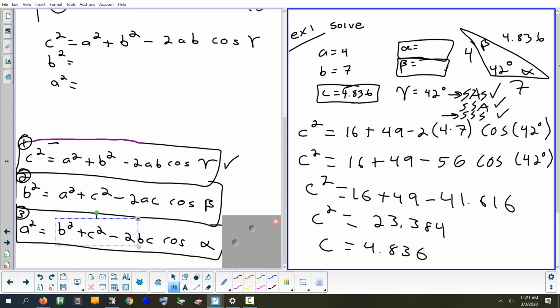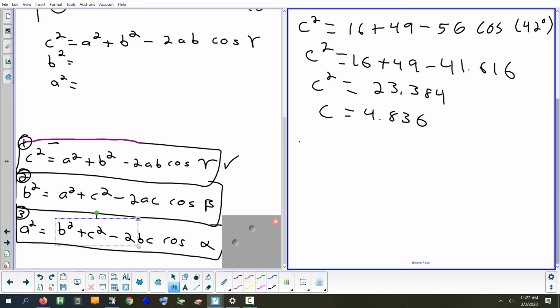Okay, now you have all the sides. You can find either angle you want, alpha or beta. Which one do you want to try to find? Alpha. So, to find alpha, we've got to use the third version of the law of cosines. Okay, and we're going to try to do some things out as we go this time.